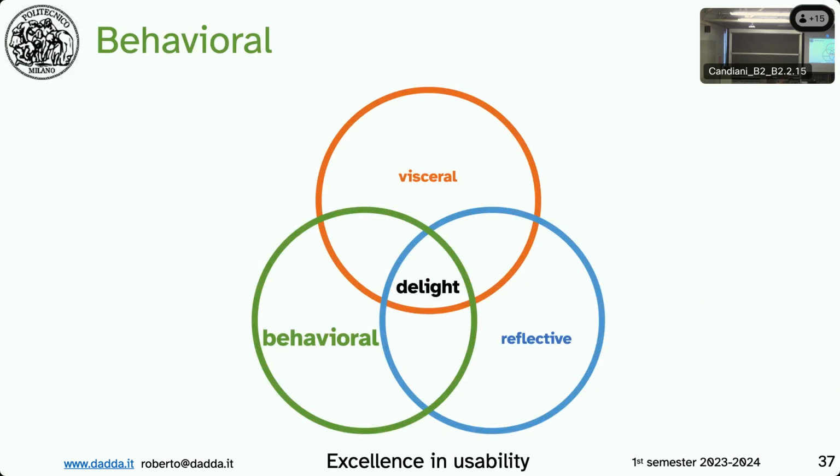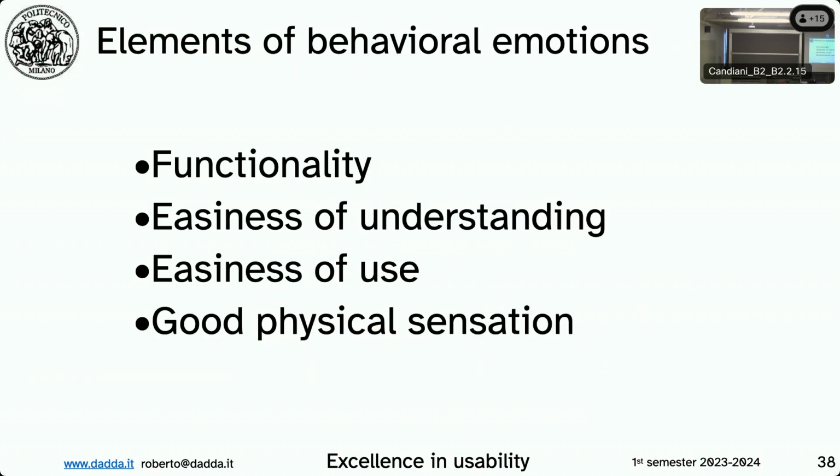Then we spoke about visual, and now behavioral. So we go a little higher. The element of behavioral design is functionality. When I buy a watch, from my behavioral point of view, I check the function. And so the iWatch, the Apple Watch, has a lot more function than the most beautiful mechanical watch. Easiness of understanding, easiness of use, and good physical sensation. Sometimes this happens with a computer. If you take in your hand a Mac computer and another IBM computer, I don't know why, but the Apple is designed better. You feel better touching it.